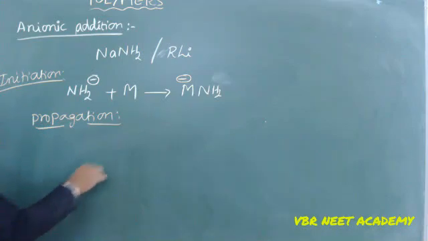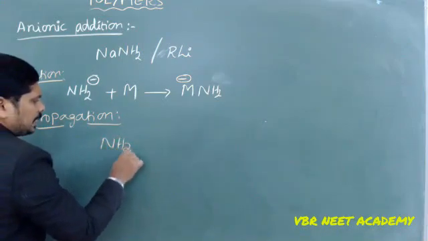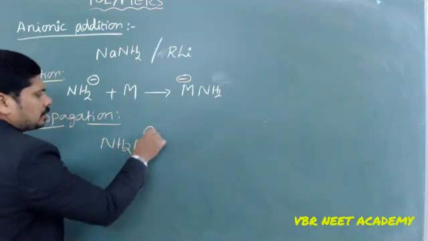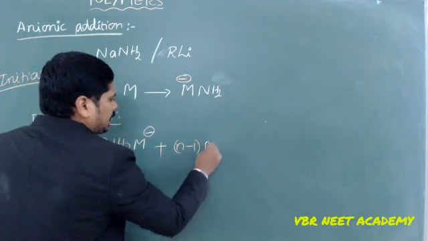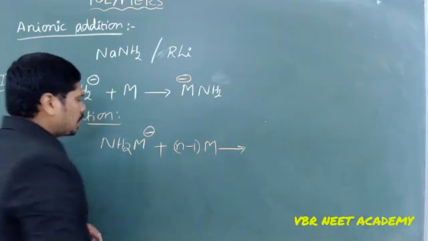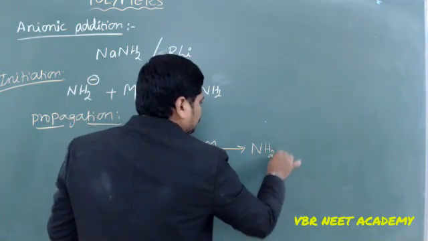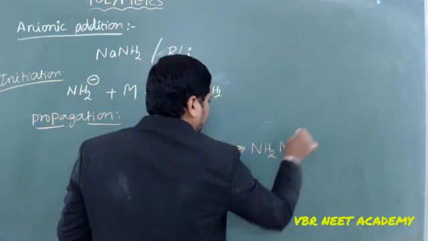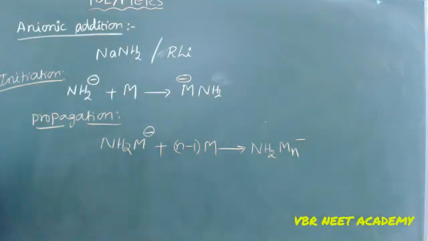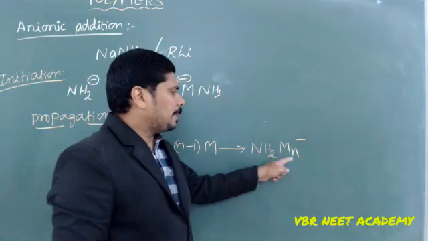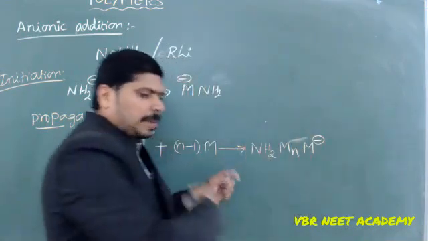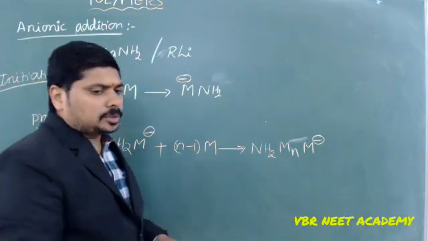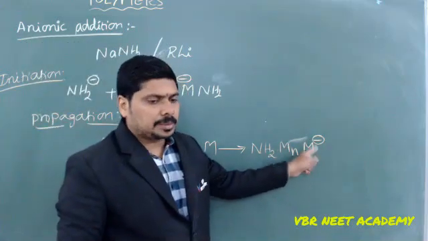How is it going to happen? Now this NH2M minus is attacking on another monomeric unit. Say for example, if I am taking n minus 1 number of monomeric units, so now I am going to get NH2Mn minus. We are going to get the number of monomeric units added up like this, and I am going to get Mn minus at the last. Otherwise we will write it like M minus. That minus charge is going to be carried continuously, so that I am going to have a living polymer.